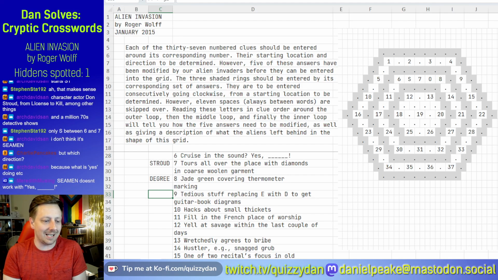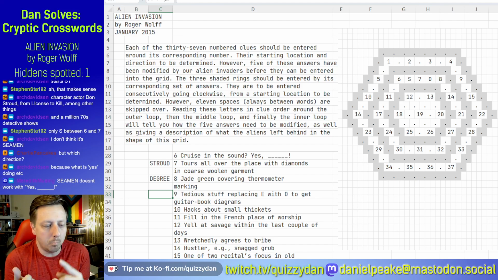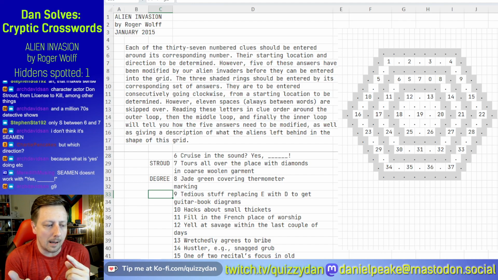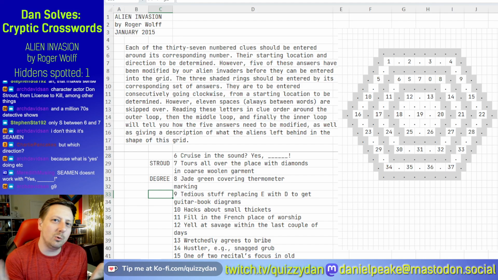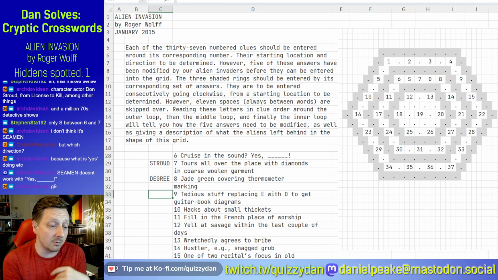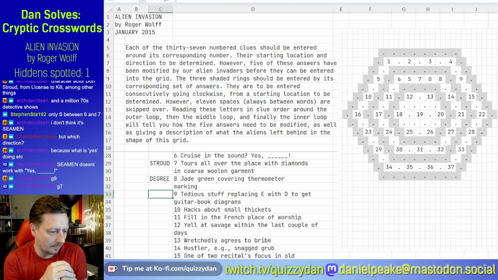Tedious stuff, replacing E with D to get guitar book diagrams. I thought those were tabs. But it's got to have a D in it. So tedious stuff is like boredom, boring stuff. Well, it sounds like seamen, and those are crews, C-R-E-W-S. First letter, please, for 9.